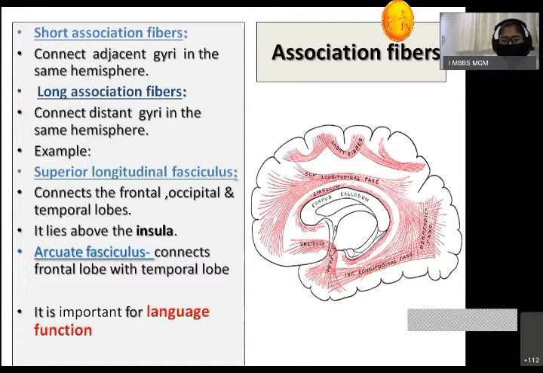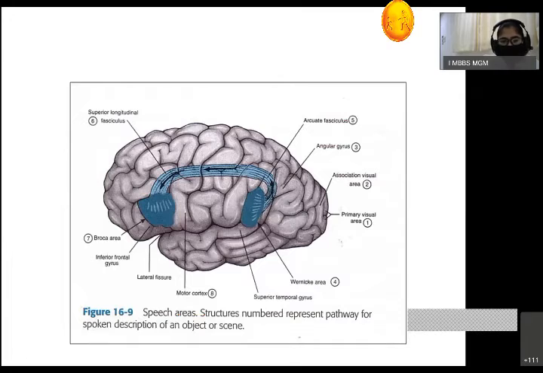Then another example is arcuate fibers. Arcuate fibers connect gyri in the frontal lobe with the temporal lobe. Basically they connect Broca's area with Wernicke's speech area. So it is important for language function. Here we can see Broca's area and this is Wernicke's area, which are connected by this arcuate fasciculus.